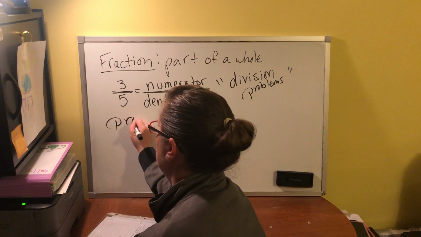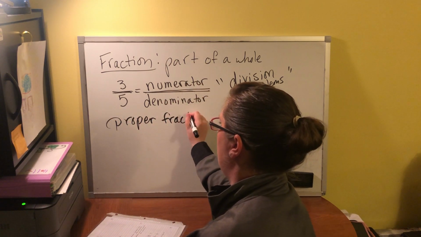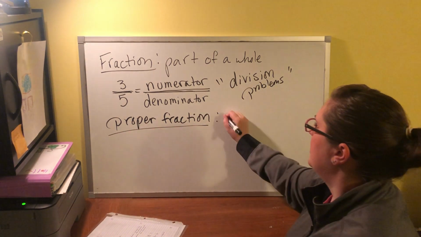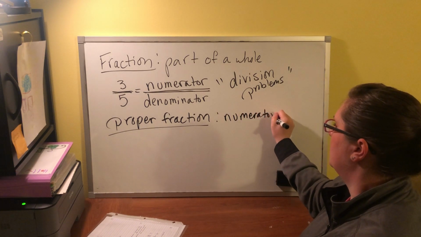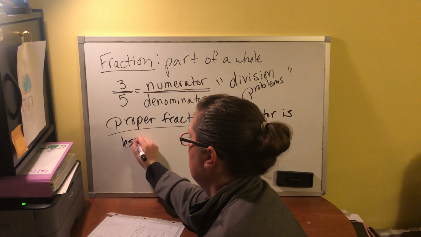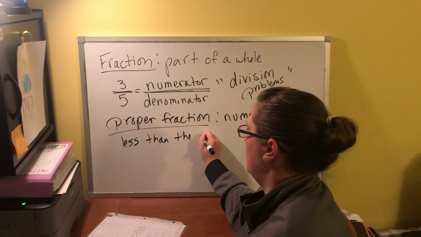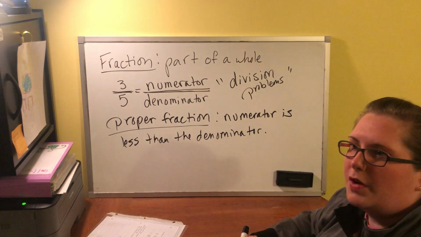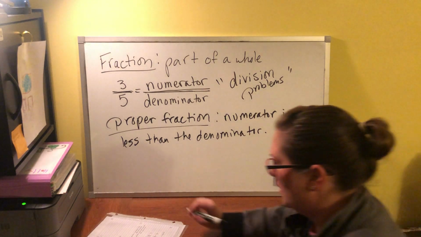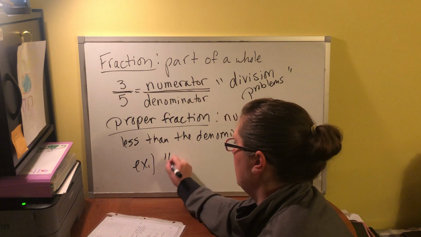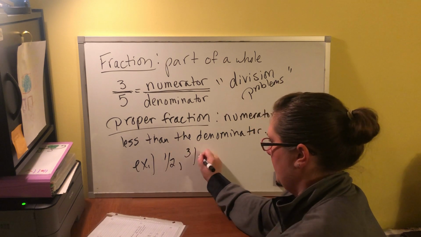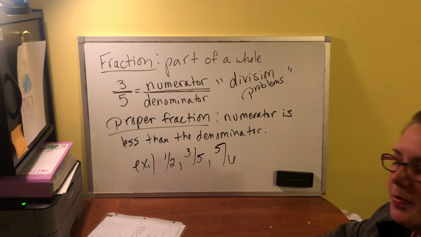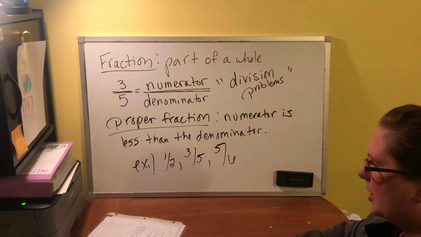Another term you need to know is what is known as a proper fraction. A proper fraction. This is when the numerator is less than the denominator. Okay, so this is what we would know as a typical fraction. When we think of fractions, we're going to think of a proper fraction. So, for example, this is something like 1/2. The 3/5 we just did on here. 5/6, right? Those are all proper fractions. Okay, those are proper fractions.